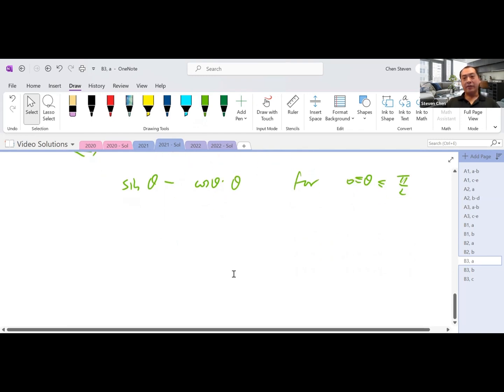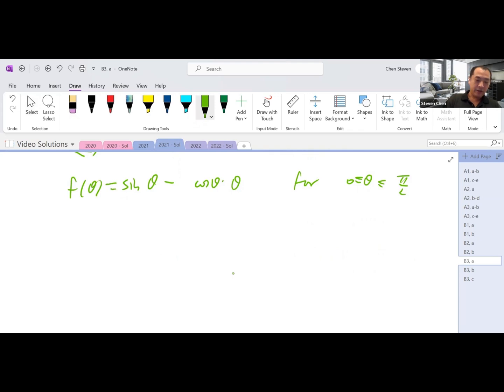So this is one observation we have. For theta equal to 0, this function value is 0, right? So let me call the function f of theta. First we know f of 0 is 0. And then I want to find out its moving trend when theta is positive. So let me compute the first order derivative of this function. It is equal to cosine theta.